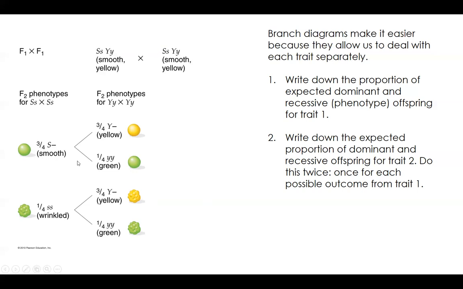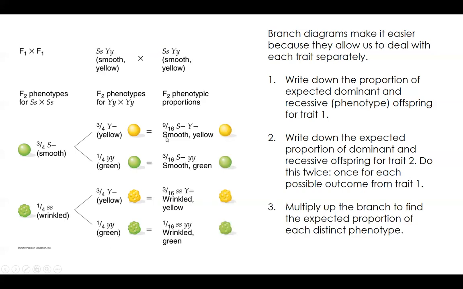All we have to do is multiply. So 3/4 times 3/4. Okay, we can do all of that. 9/16. We can get 3/4 times 1/4. It's 3/16. 1/4 times 3/4, 3/16. 1/4 times 1/4, 1/16. Those are the same exact ratios we got from that big Punnett square.